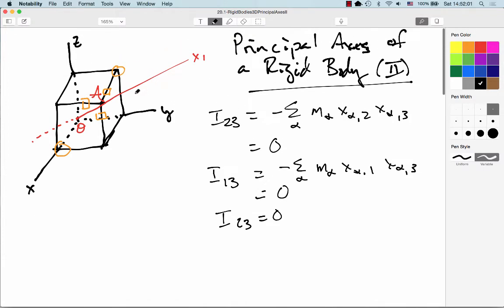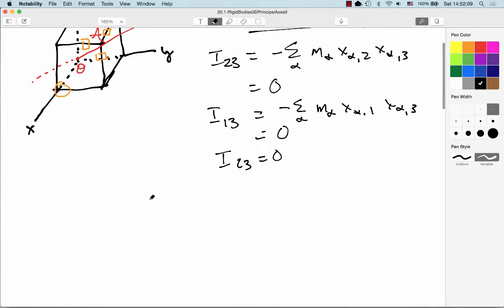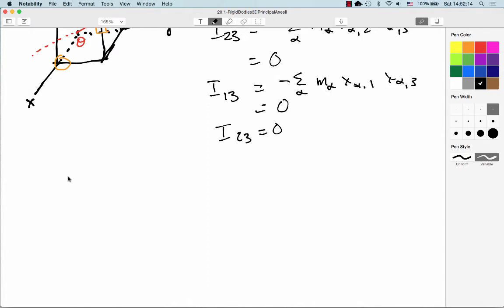So if you see symmetry, it's a really good chance that you've got yourself a principal axis. That's probably a less obvious case, but we could certainly look at a case that's more obvious.